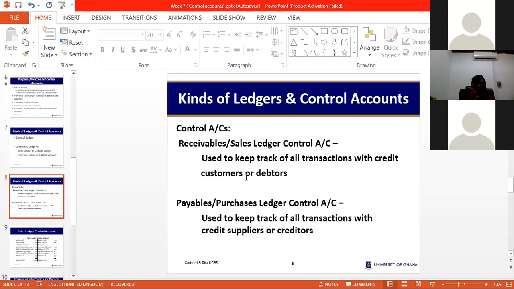So these are terminologies you must use. Otherwise, anytime you see transactions, you get all confused because you don't know whether the person is a customer or the person is a supplier.